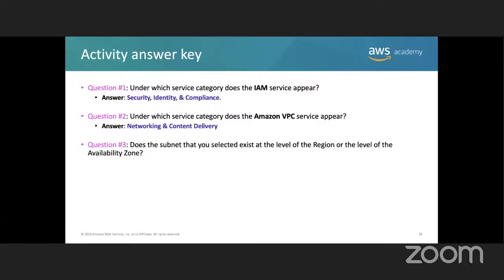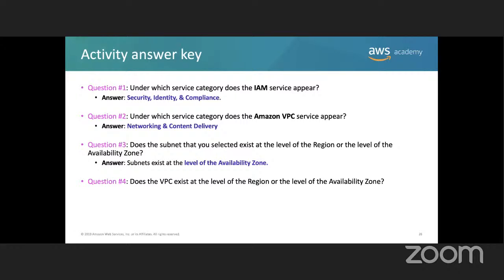Does the subnet that you selected exist at the level of the region or the level of the availability zone? I think the subnet is at the level of the availability zone. I think it's in the region. Okay, we have the region, then inside we have the availability zones, and then inside you have the subnets. So the subnet exists at the level of the availability zone. You may have different subnets there, a public one, a private one, but the subnet exists at the level of the availability zone, not the region. They are inside the availability zones.